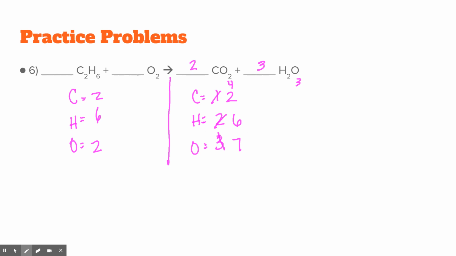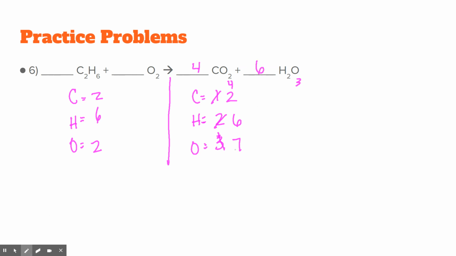Can I make my O2 7? I cannot, because this always has to be a whole number. So if I can't make it 7, the next lowest thing I can make it is to double it and make it 14. So I'm going to double all of these numbers that I already have in order to end with my oxygen being 14. So my 2 is going to become a 4. My 3 is going to become a 6.